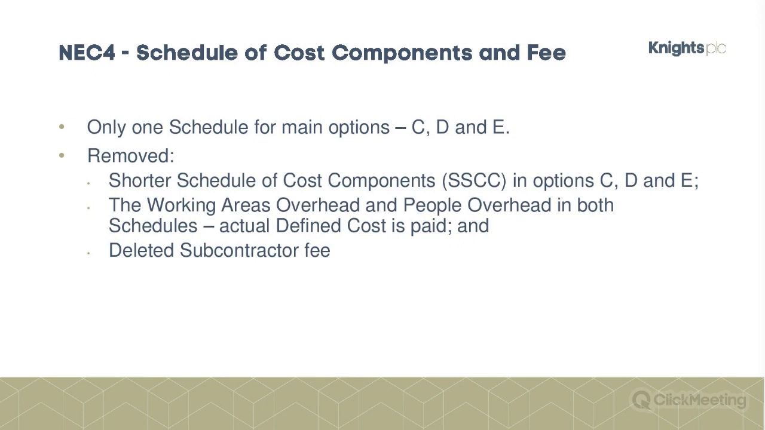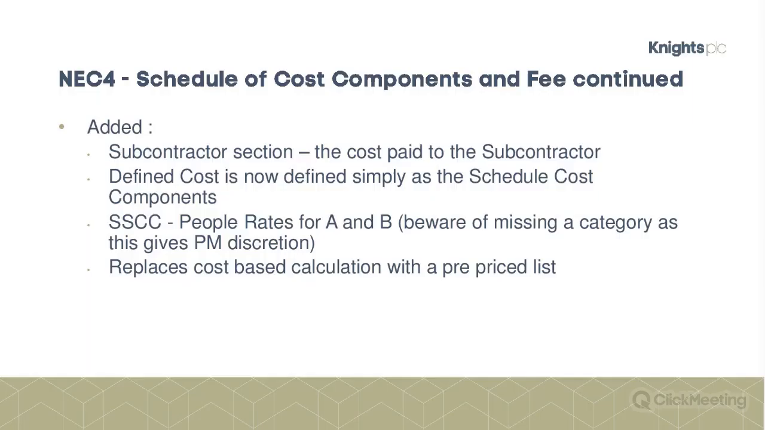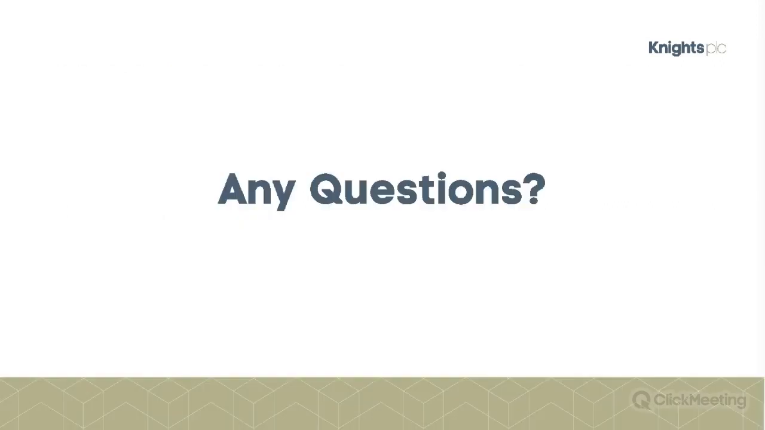Also, quite upsettingly, and I've already referred to this, these percentages that we've got in the charges section, which are the working areas overhead and the people overhead, they've been removed. I think that's a retrograde step, because I'm all for the rates that we've just seen being added for people, and percentages being used, just to speed up the process and make it a bit less administrative. And the subcontractor fee has been deleted, because of course we've got the subcontractor now in the schedule of cost components proper. Apologies for that. I hope I haven't missed any other slides as we've gone on.